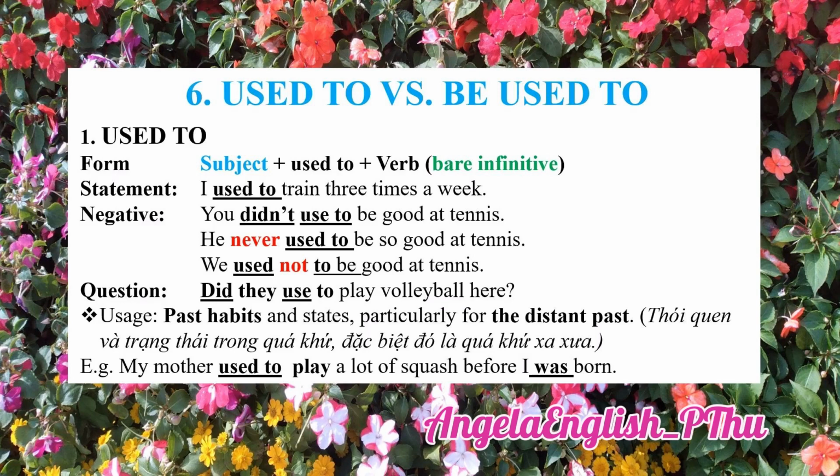Negative form, for example, you didn't use to be good at tennis. He never used to be so good at tennis. We used not to be good at tennis. Question, for example, did they use to play volleyball here? Usage: past habits and states, particularly for the distant past. For example, my mother used to play a lot of squash before I was born.